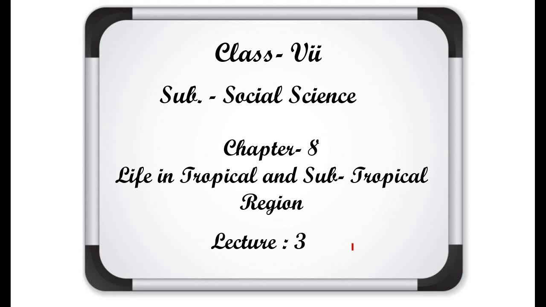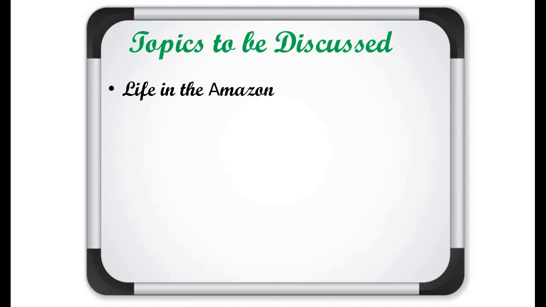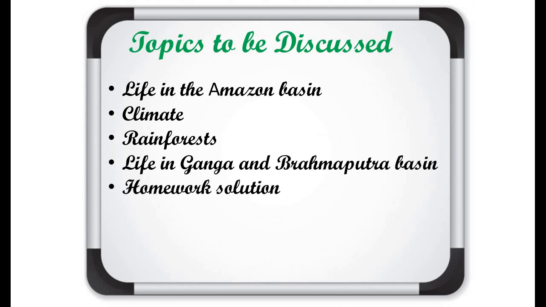Actually it is the summary lecture of this chapter, and in today's lecture the topics to be discussed or recapitulated are: first, life in the Amazon basin, climate, rainforest, life in Ganga and Brahmaputra basin, and in the last we will have a discussion on homework solution of lecture 2. So let's start today's discussion.